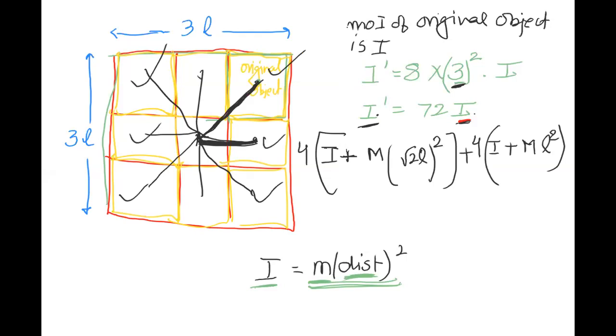1, 2, 3, 4. So I get 8I plus 8 ml square plus 4. 12 ml square is equal to 72I.